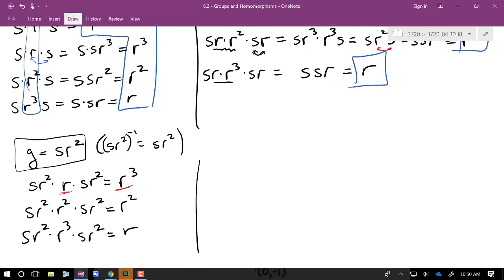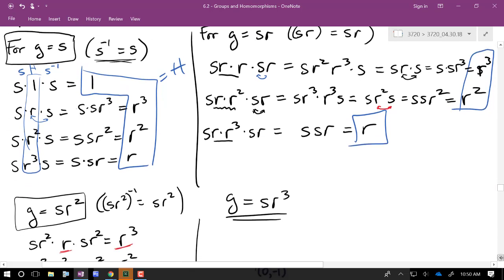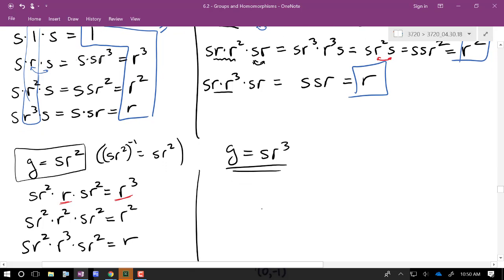And so you could also take a minute and check SR cubed if you like. You'll find that, again, you'll generate all the same elements of H. It won't send you outside of H. And so by checking these conjugations, checking that this holds for every element in G, this is how we know that H is in fact a normal subgroup.